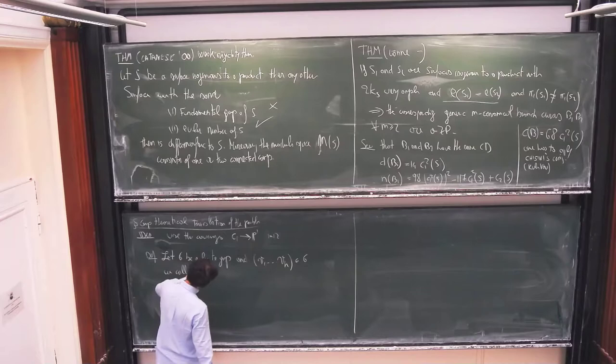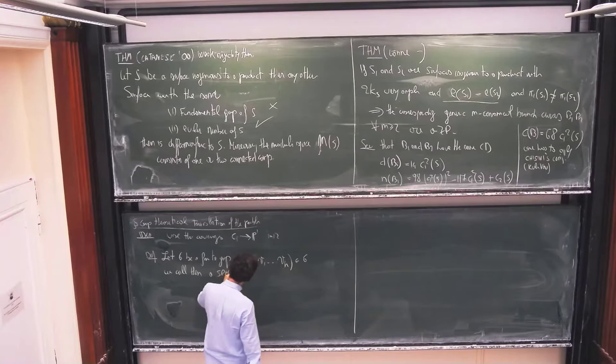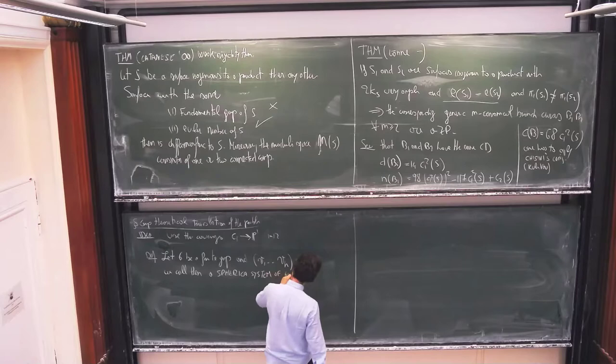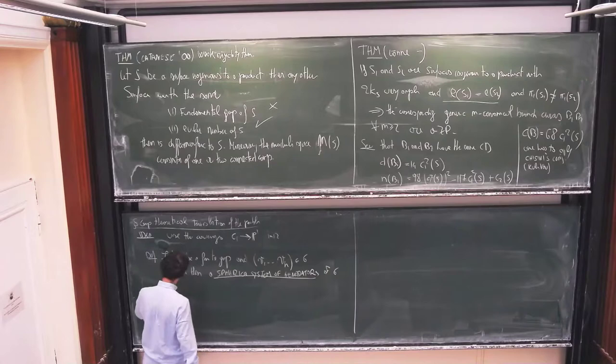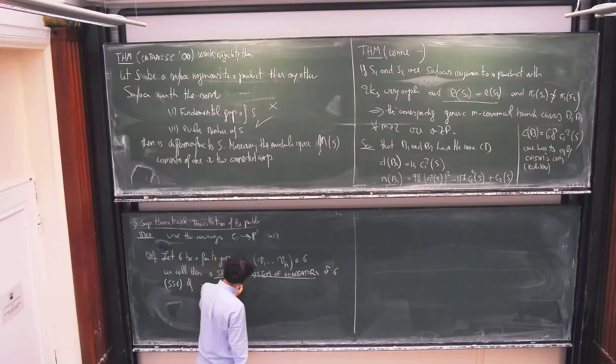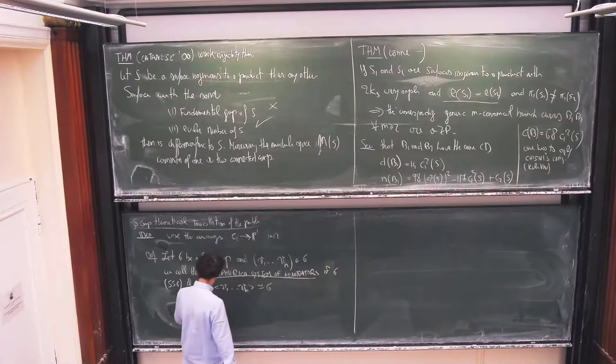We call them a spherical system of generators of G, and for short we will always write SSG, if two things happen. The first one is that V1 up to VH generates G, and the second one is that the product V1 times V2 times VH is equal to 1.